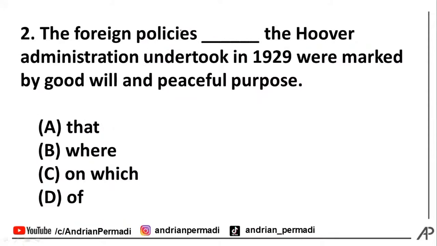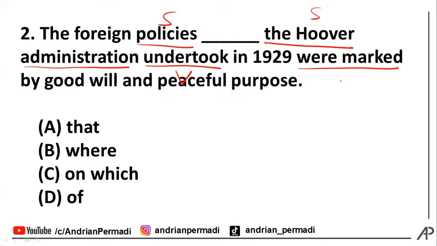Let's go to number two. The foreign policies is the subject. Now, if we look at the blank space here, we can see the words the Hoover administration, which is a noun phrase that functions as a subject. We will also find undertook that functions as a verb, and we can also find the word mark that functions as a verb as well. In this sentence, we can see more than one subject and more than one verb.